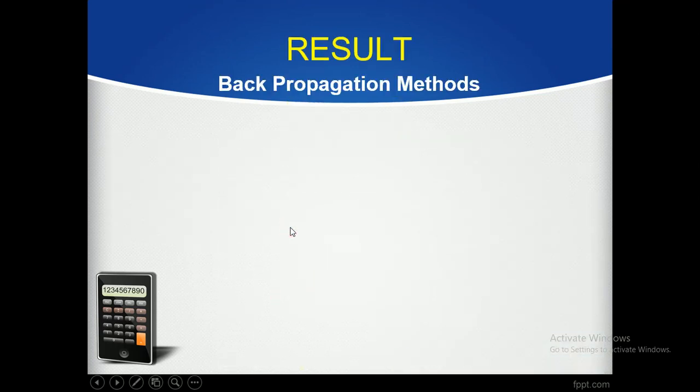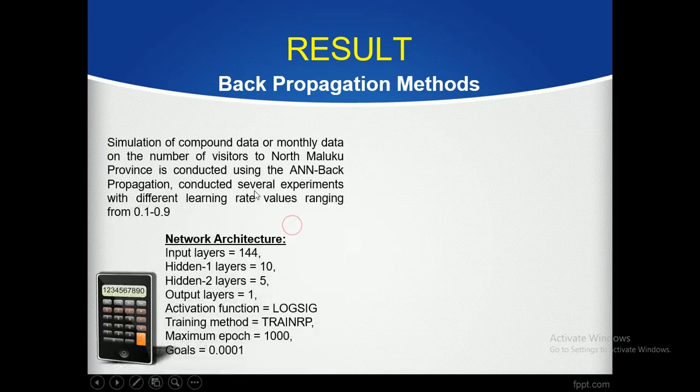And then this is the result about backpropagation method. Simulation of compound data or monthly data on the number of visitors to North Maluku is conducted using the backpropagation. Conducted several experiments with different learning rate. If with Holt method we collect value alpha and beta, but with backpropagation we collect learning rate value, also ranging from 0.1 until 0.9.